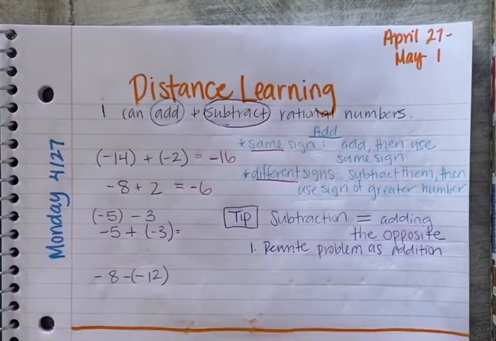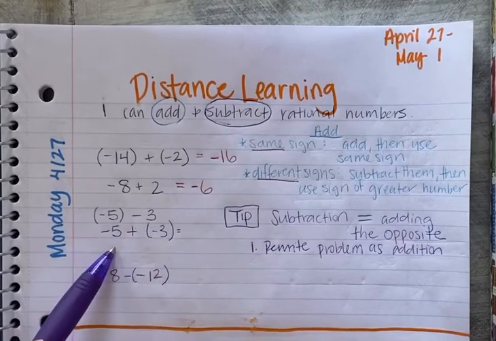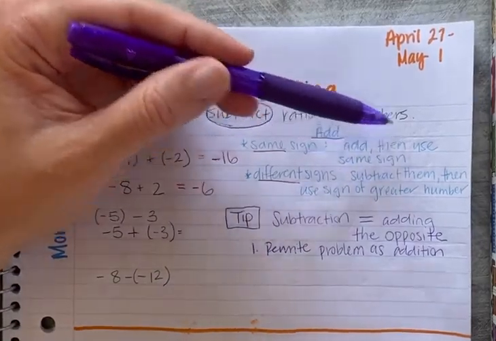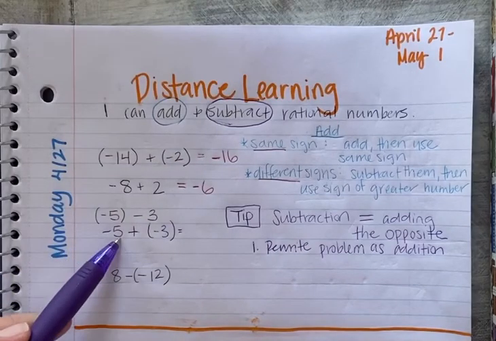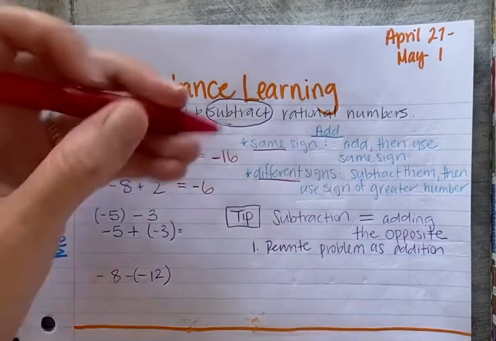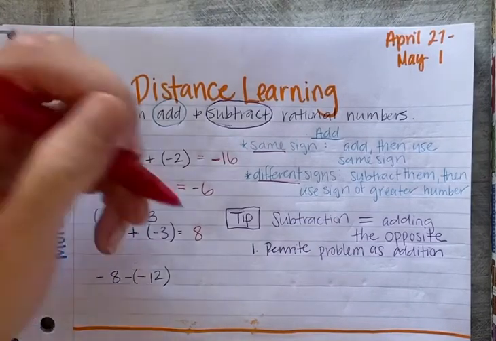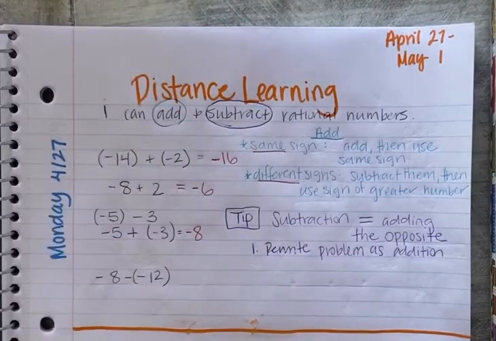And then I can use the properties of addition. Do these have the same sign or different signs? They have the same sign. So all I need to do is add them, then use the same sign. So 5 plus 3 is 8. And both these signs have a negative in front of them. So that means that my answer is going to be negative.